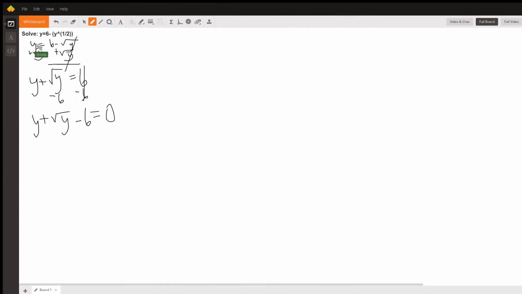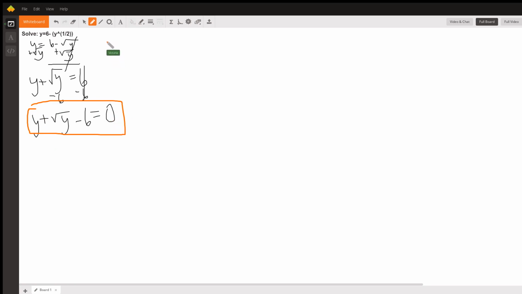Today we're going to solve y equals 6 minus the square root of y. Now, it may not look like it, but this is very much like a quadratic equation. So what we're going to do is put everything on the left and end up with this: y plus the square root of y minus 6 equals 0.